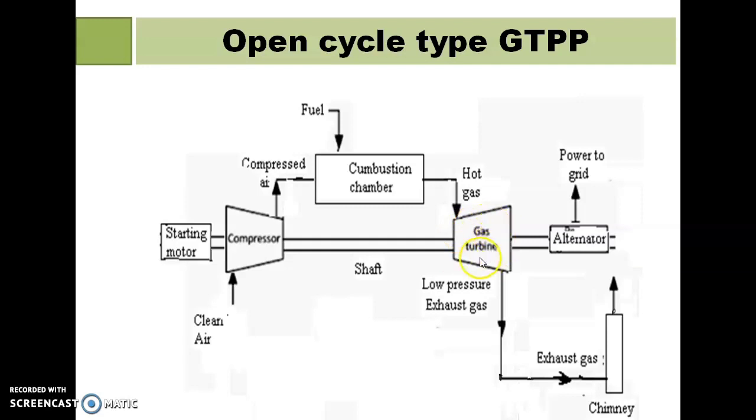The exhaust gases which are produced in this gas turbine equipment, at very low pressure, are given out directly to the open atmosphere through this chimney. It will not get recirculated, it is directly given to the open atmosphere. So it is called an open cycle turbine. It will not get recirculated.